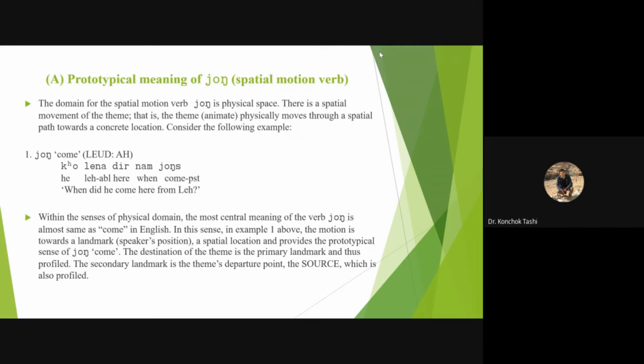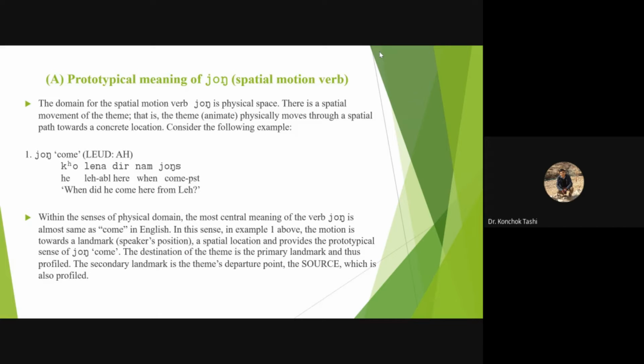Now, coming to the prototype meaning of the deictic motion verb yong, in the domain of spatial motion, the verb yong in physical space involves a spatial movement of the theme, that is, the animate theme physically moves through a spatial path towards the concrete location.